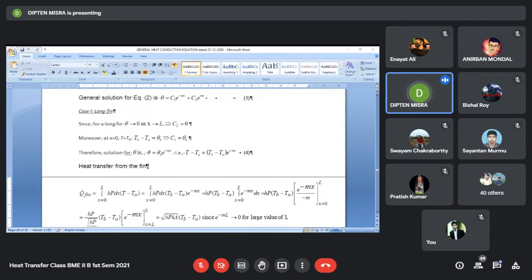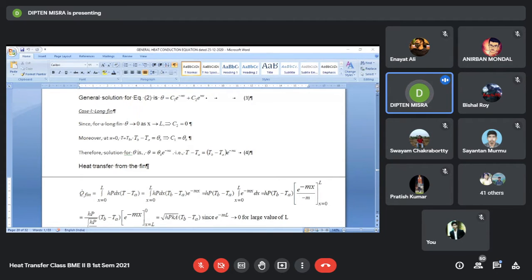Okay, so the temperature falls from x equal to 0. That x equal to 0 point is called the fin base, or base of the fin. At the fin base, the temperature is TB, the base temperature. Then as we move away from the base towards the tip of the fin, the temperature drops and approaches the ambient temperature. Ideally, this will be meeting at infinity.